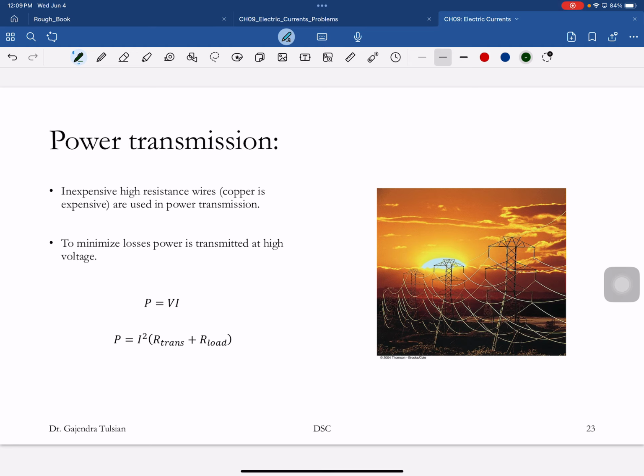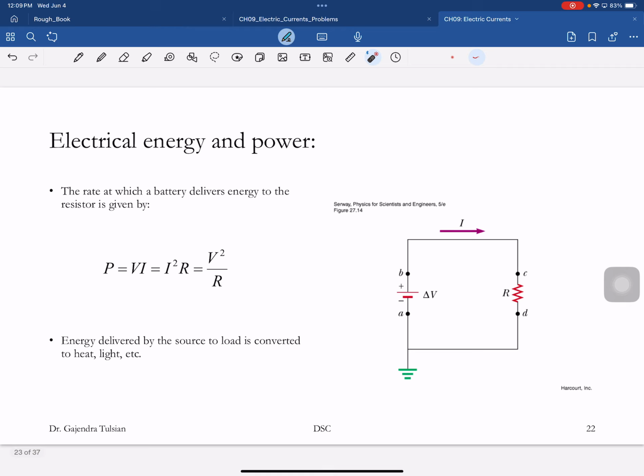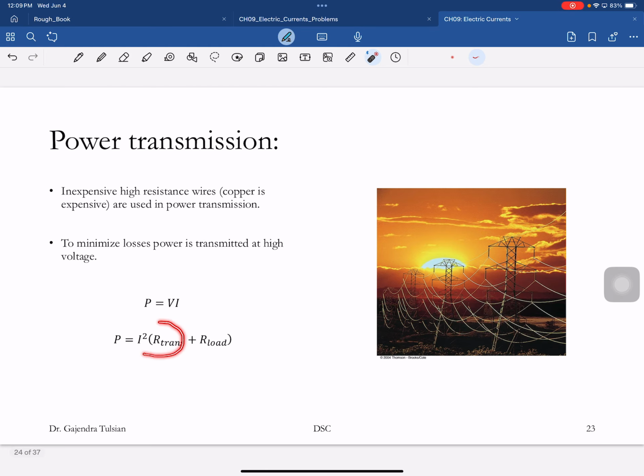So this is the power that's being delivered by Hoover Dam. And here is its I squared R. This is the resistance of the transmission line, and this is the resistance of the load. The load could be a city. That's the city, let's say. So here is Hoover Dam, this is the transmission line, and this is Daytona Beach. How much power is lost in the transmission line? This much power is lost in the transmission line.